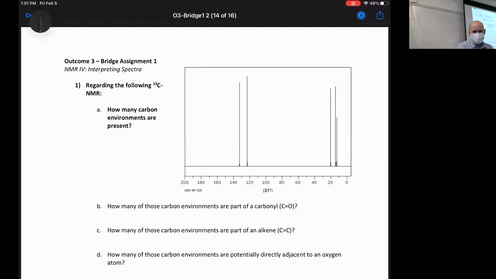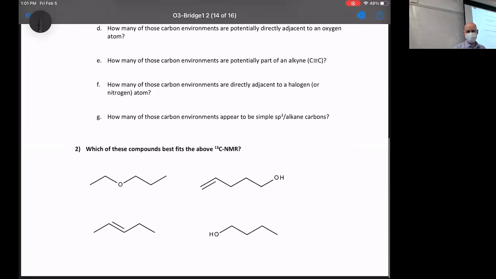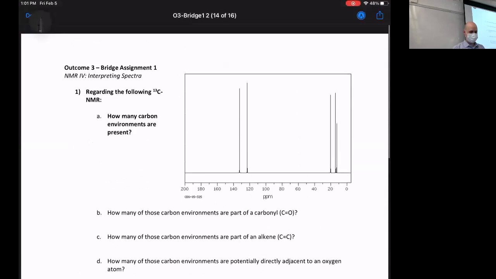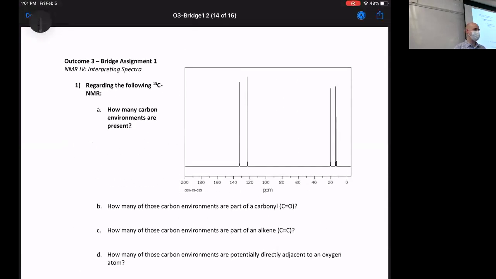So this bridge was really just one question of which could these possibly be. It's kind of a multiple choice question. Given this carbon NMR right here and these four molecules, which one fits? So that's the style of question that I would ask you, either multiple choice or true false of either does this fit or doesn't it, or which of these four fits best. But I gave you lots of little bitty questions because this is kind of how I think about it and how I break it down.